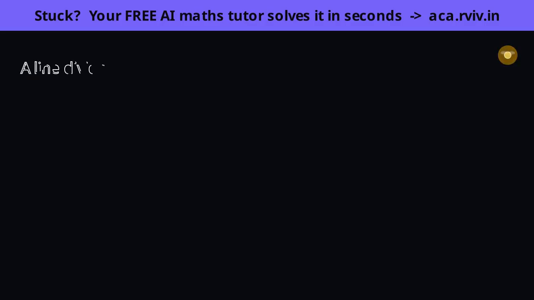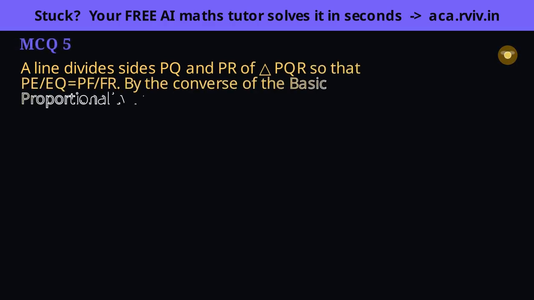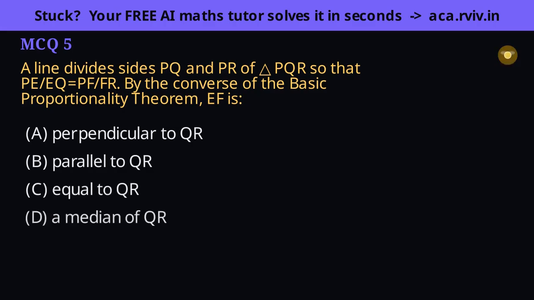The line divides the two sides in equal ratios. That exact condition is the trigger for the converse of the basic proportionality theorem. Ask what the converse concludes. Consider the four options. The converse of Thales says, if a line splits two sides of a triangle in the same ratio, it must be parallel to the third side, so EF is parallel to QR, option 2.